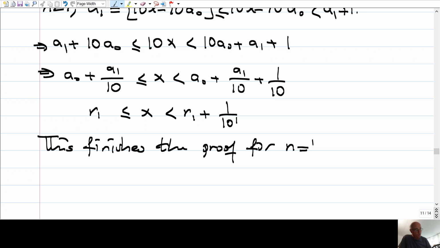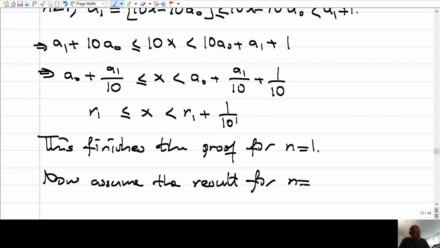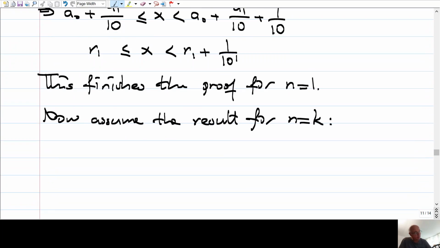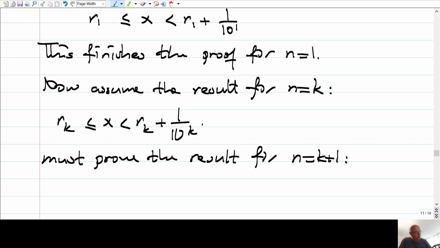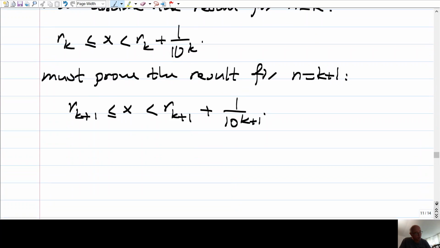Now assume the result for n equals k, so we assume this: Rk is less than or equal to x and less than Rk plus 1 over 10 to the power k. And we must prove the result for n equals k plus 1. So we have to prove this: R(k+1) is less than or equal to x and less than R(k+1) plus 1 over 10 to the power k plus 1. So we must prove this.